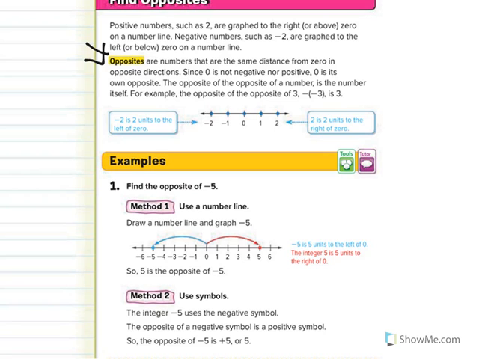Since 0 is not negative nor positive, 0 is its own opposite. So if I asked what's the opposite of 0? 0. It's its own opposite because it can't have anything else.